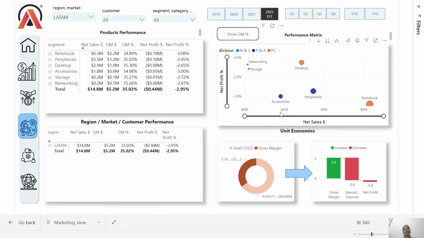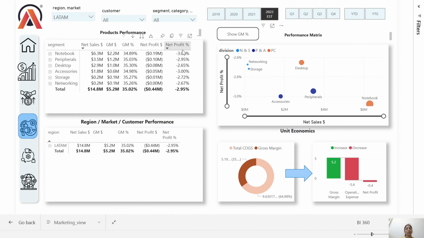We already discussed earlier, AtliQ has opened a new store in Latin America to meet a huge loss. That is the reason I'm going to analyze Latin America's overall marketing performance in 2020 EST. Moving to the product performance here, notebook is the highest revenue generating product in this region. Storage and networking is the lowest performing product in this region.